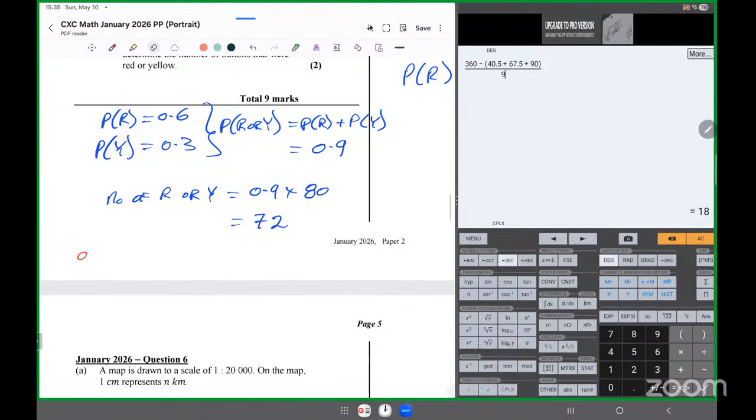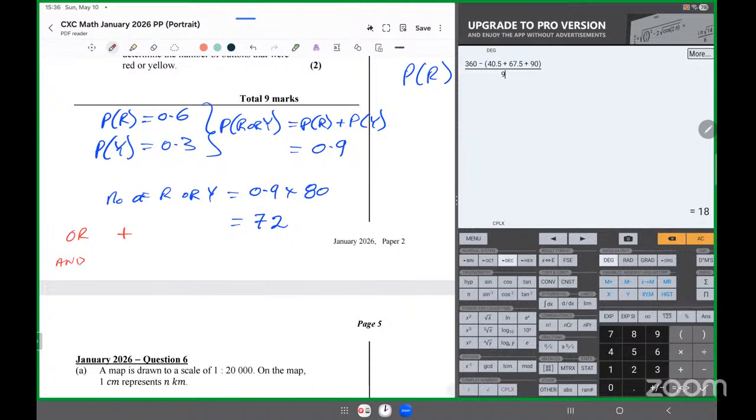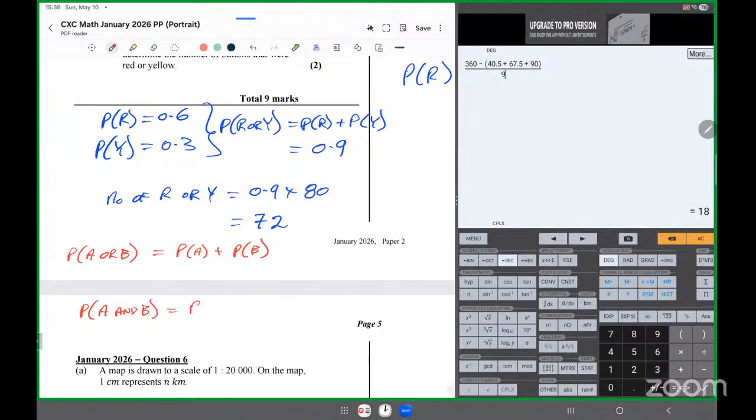Or means that you add the probability, and and means that you multiply the probability. So for example, the probability of A or B becomes equal to the probability of A plus the probability of B. But the probability of A and B, where you want the two of them to happen, becomes the probability of A times the probability of B.